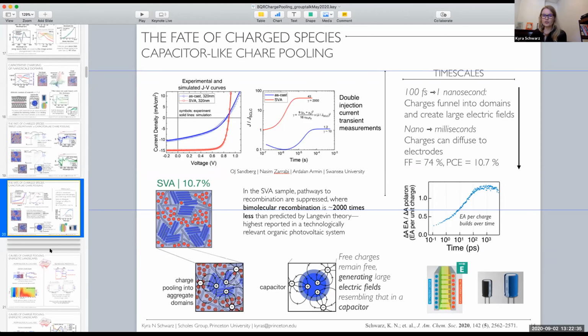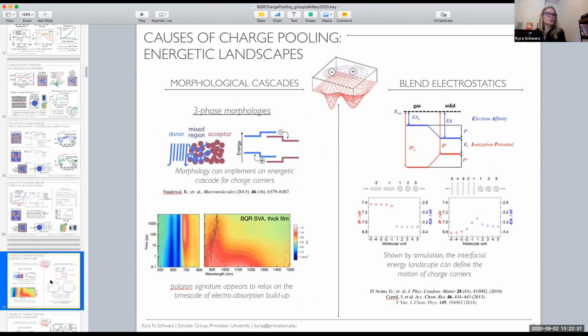Okay, so I should be wrapping up, but I just want to talk about a little bit of follow-up research here to look in more detail at what is really causing this effect with the morphology. There must be something going on here that's a potential energy landscape that's holding these charges at arm's length from one another, and they can't recombine.